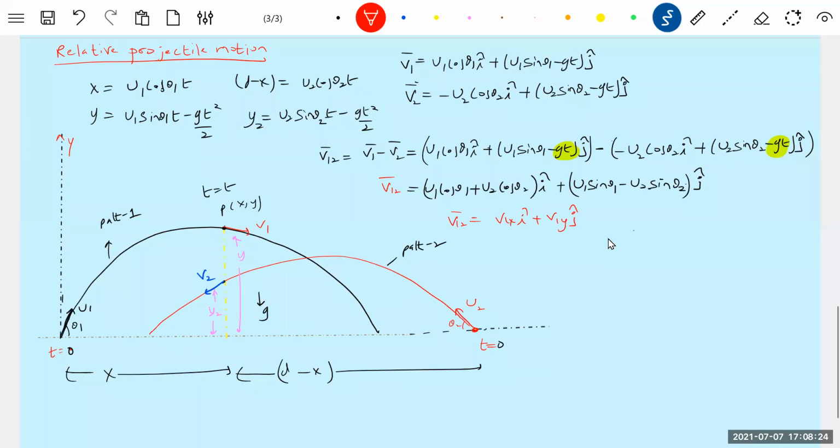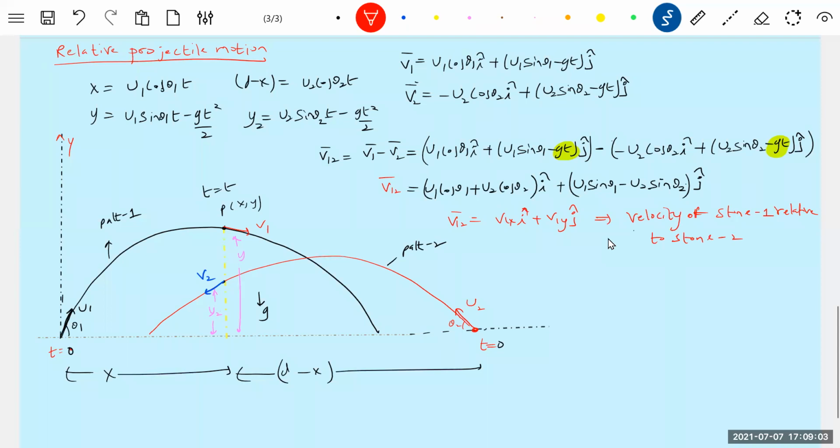Look at that: u1 sin theta 1, u1 cos theta 1, u2 cos theta 2, u2 sin theta 2, all they are constant, no? Then what type of motion? What is v12? Velocity of stone 1 relative to stone 2. So this equation, what is it? Velocity of stone 1 relative to stone 2. And I'm getting one uniform velocity equation.